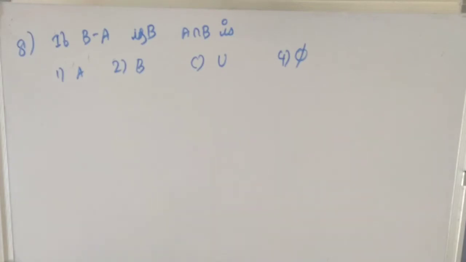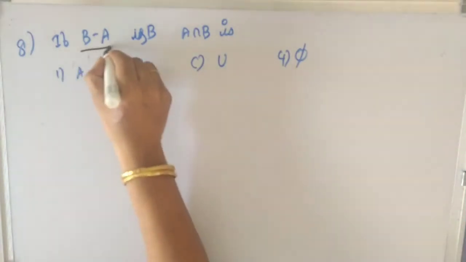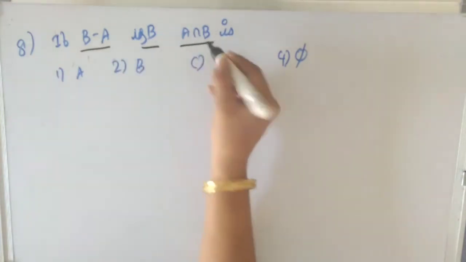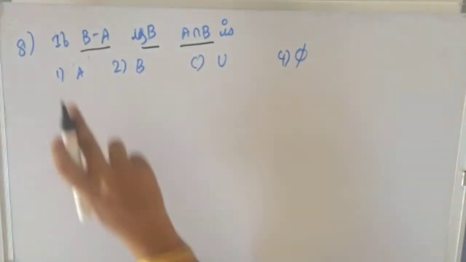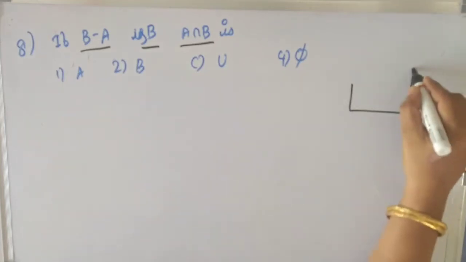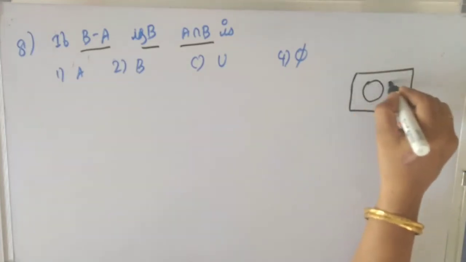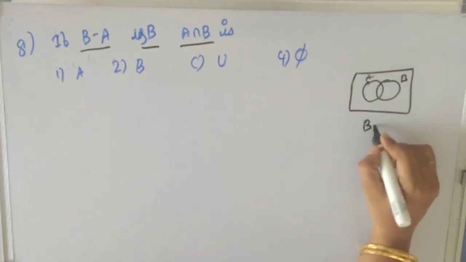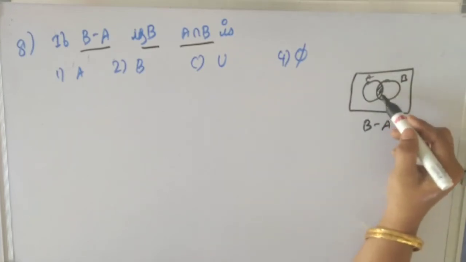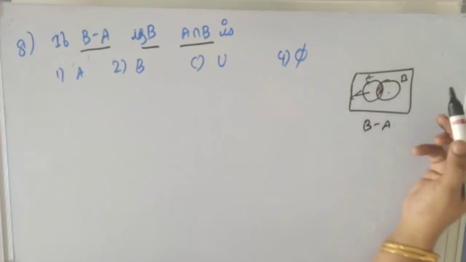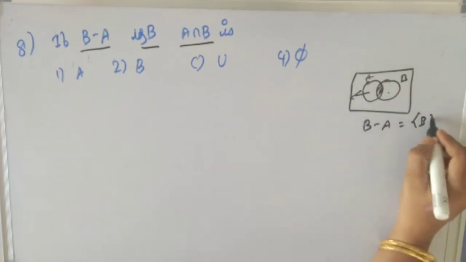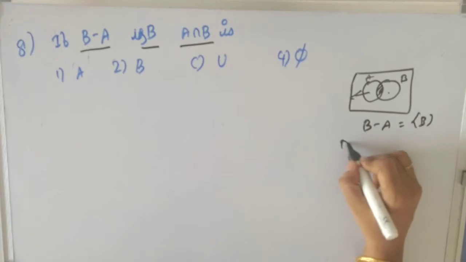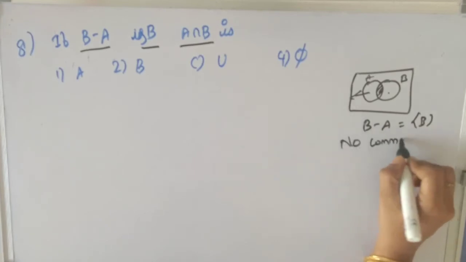Now we can go to the 8th question. If B difference A is B, then what is A intersection B? Here, let me draw a Venn diagram for it. A and B are given. What is B difference A? How to find it? We have to cancel the common elements, leave the second set completely and write the remaining elements. Here, B difference A is full B.